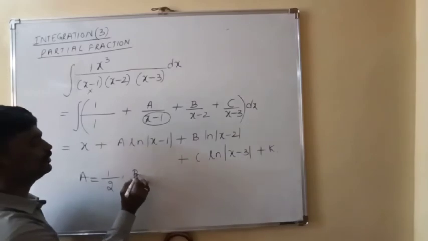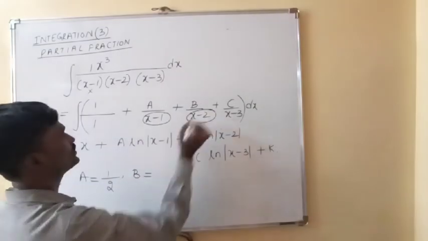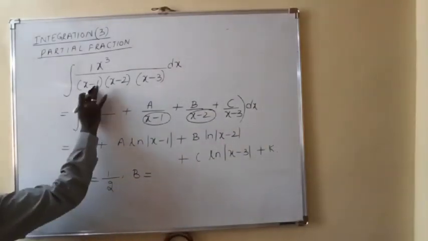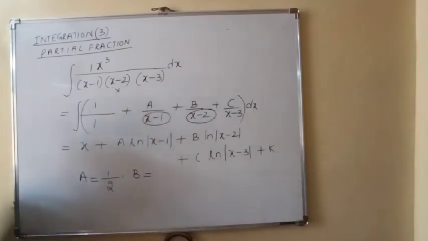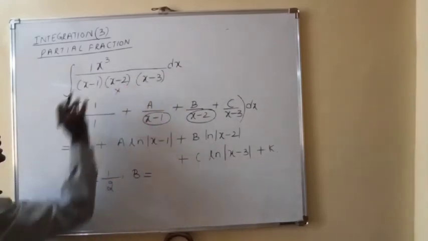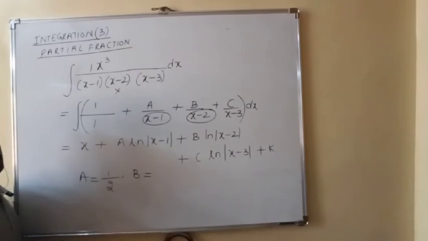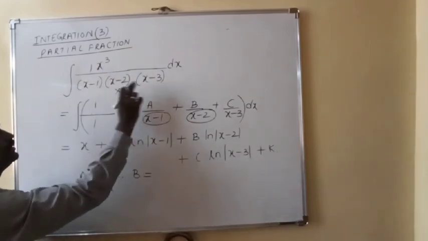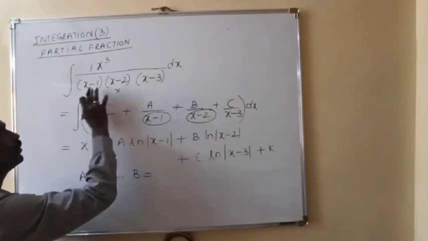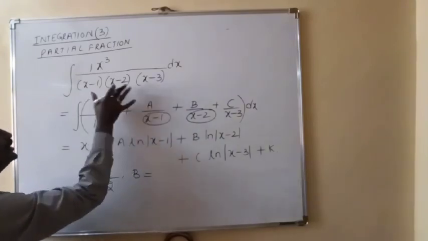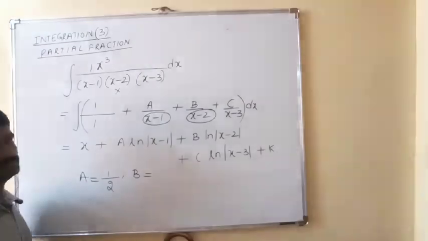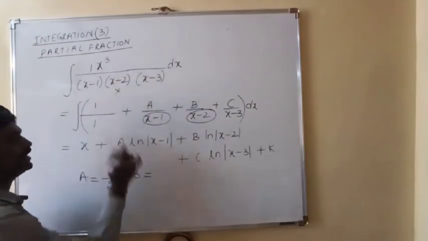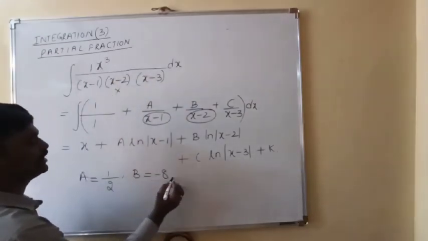Similarly, to get the b value, what do we have to put? The x value 2. Put x equal to 2 in the given problem other than the factor x minus 2. So 2 cube is 8, 2 minus 1 is 1, 2 minus 3 is minus 1. So 1 into minus 1 is minus 1. The denominator is minus 1 and the numerator is 8. 8 by minus 1 is minus 8.